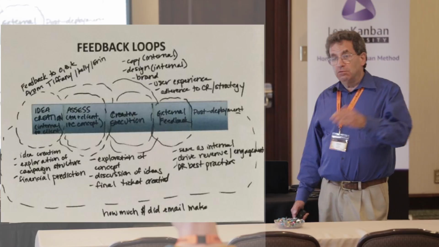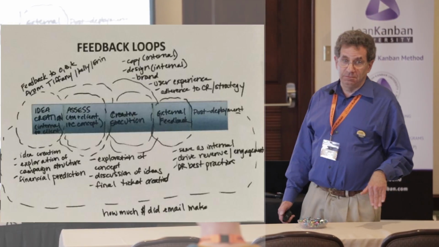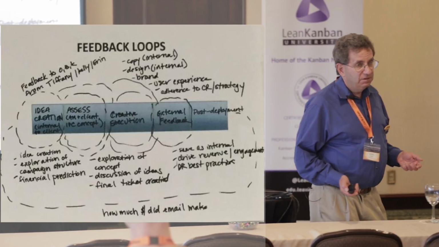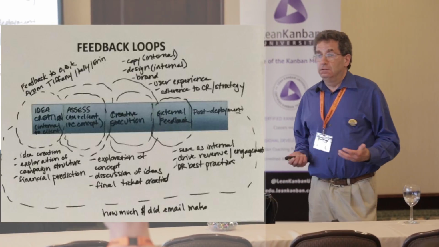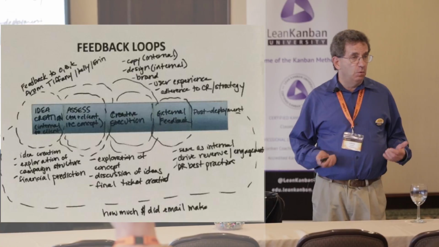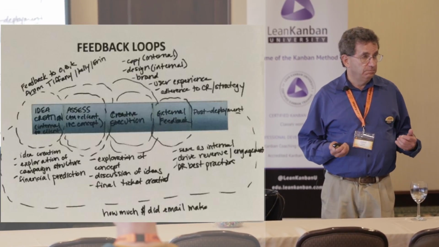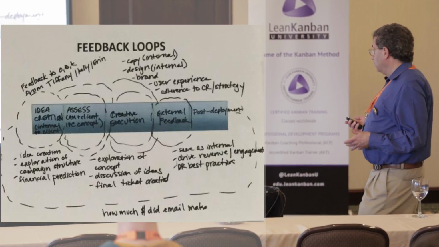On the creative side, they had the opposite problem. There was too much feedback, too many feedback loops. Some of them were very, very high value, and that was the key: figuring out what were the high-value feedback loops and how to reinforce those. And many of them were low value.